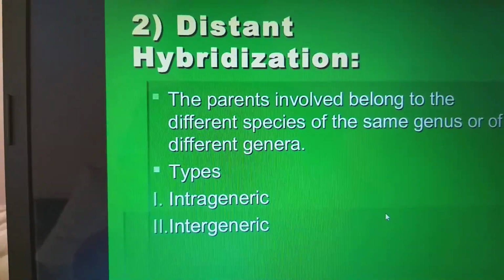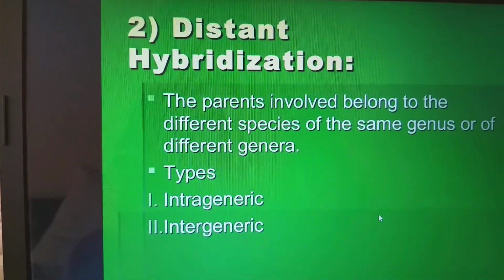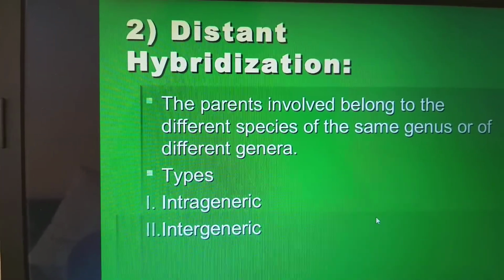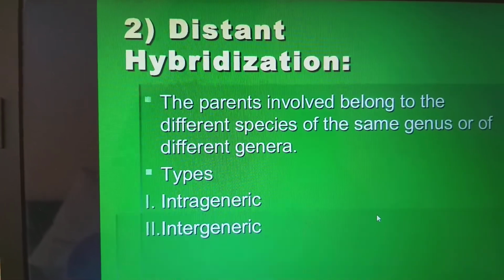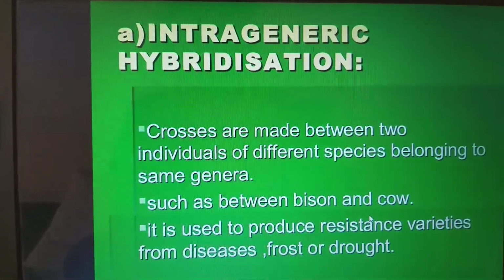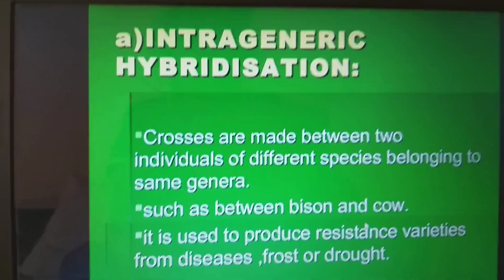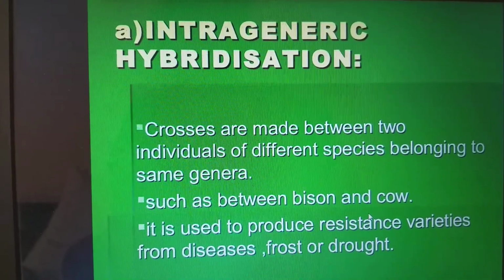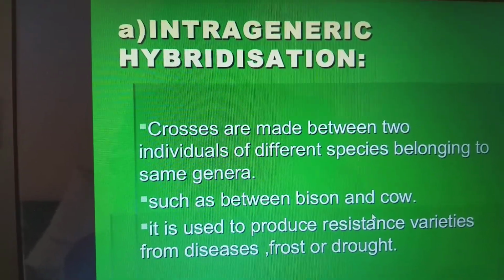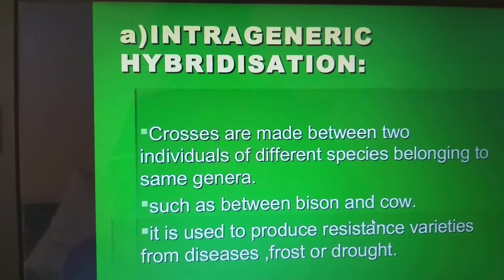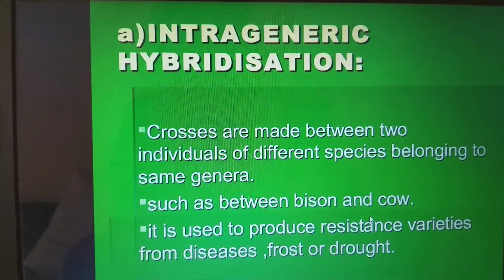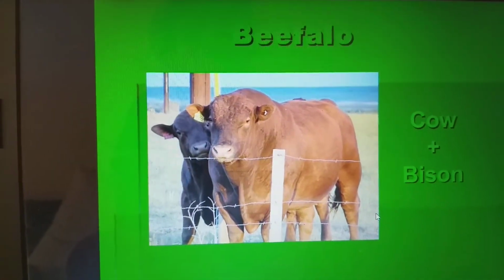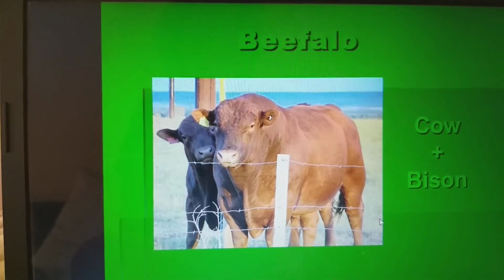Distant hybridization. The parents involved belong to different species of the same genus or of different genera. So this is classified into intrageneric and intergeneric hybridization. Coming to the first, intrageneric hybridization: crosses are made between two individuals of different species belonging to the same genus, such as between bison and cow. It is used to produce varieties resistant to diseases, frost or drought. So a cow crossed with bison, we call it beefalo.